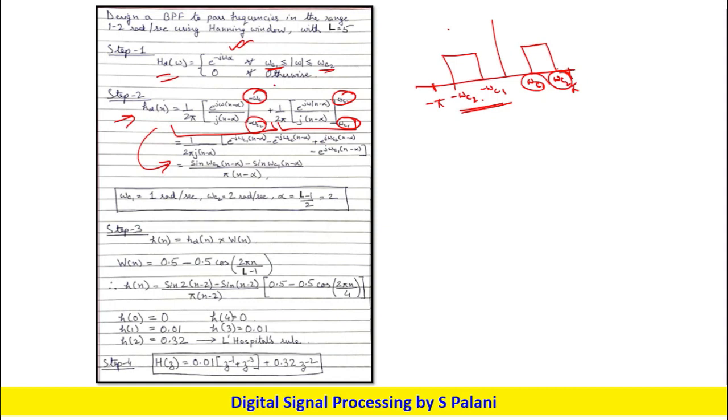It's pretty simple. Separately you get this kind of function. Then omega c1 is given as 1 radian per second. This is 2 radians per second. Your (L minus 1) by 2, L is given as 5. So alpha is given, you just put the values. So since L is equal to 5, N is equal to 4, so our n values will vary from 0 to 4. Okay, so you calculate the values by doing that.